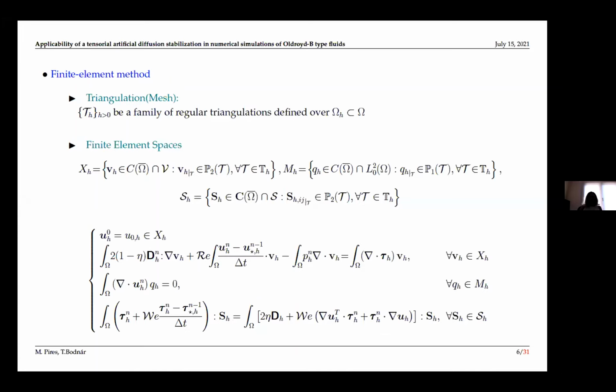To discretize in space, we used finite element methods with P2 elements for the velocity and P1 for the pressure. We also use continuous P2 elements to discretize the tensor. The discrete system to solve is given by this set of equations.